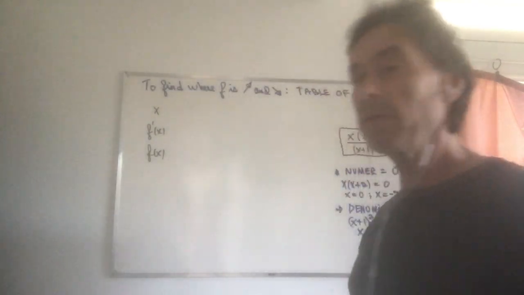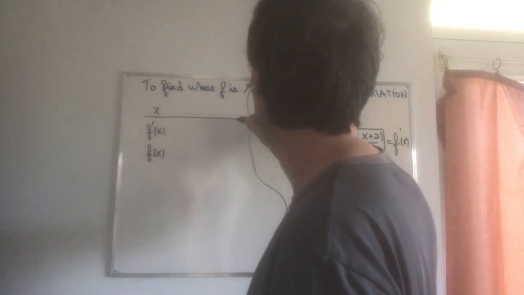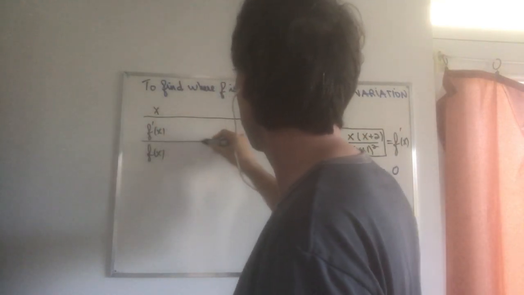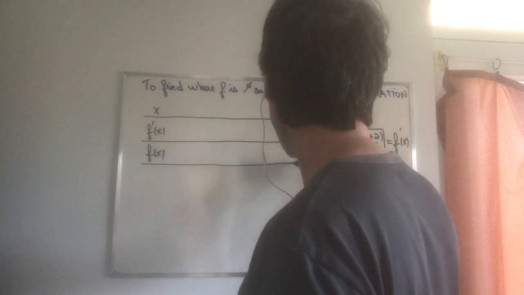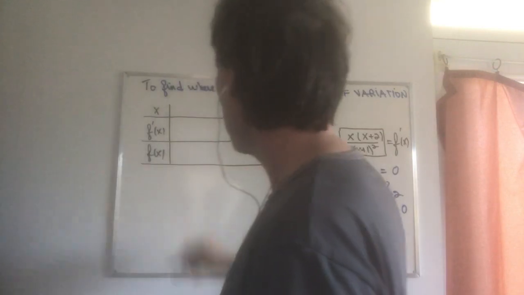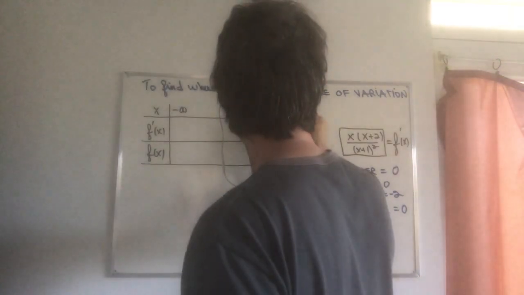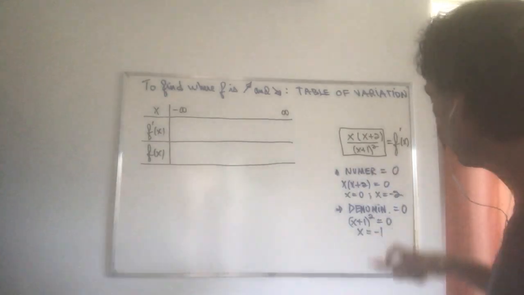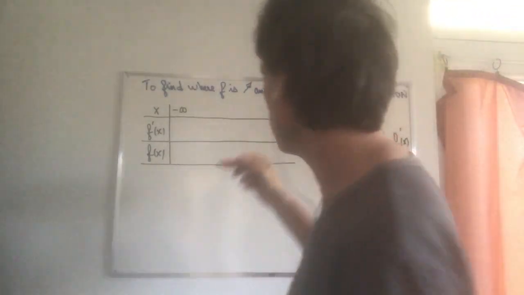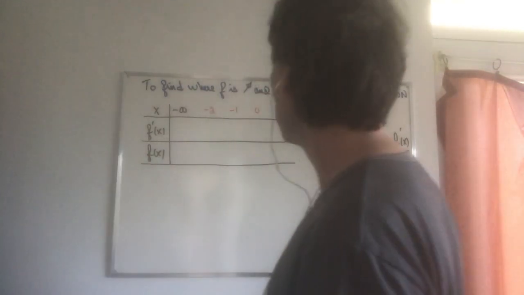Okay, so the table of variation that we had is going to have those three lines. A little longer. And as usual, the x value will cover the entire real line from minus infinity to positive infinity. We are going to put here our critical numbers in order from least to largest as usual. So minus 2, minus 1, and 0.